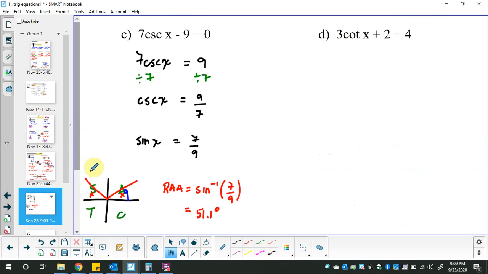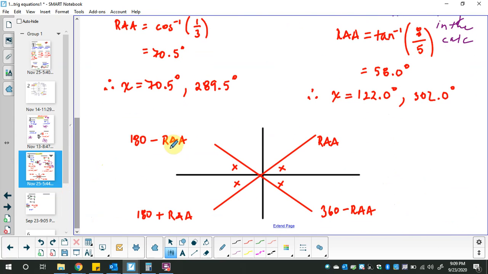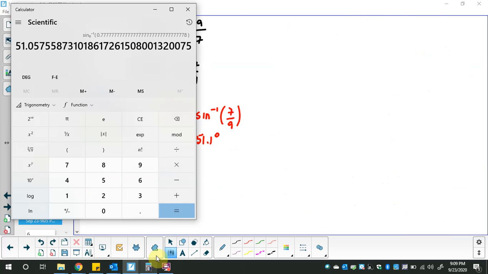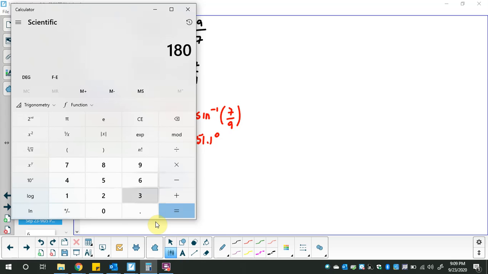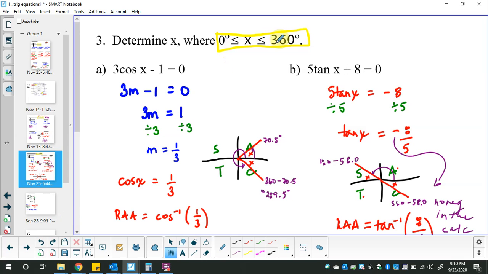This quadrant is 180 minus 51.1. I can check here for help in quadrant 2. There it is. And I can't do that in my head tonight, so 180 minus 51.1 degrees equals 128.9. And just to refresh your memory, both those answers are between 0 and 360 degrees, so I'm good.